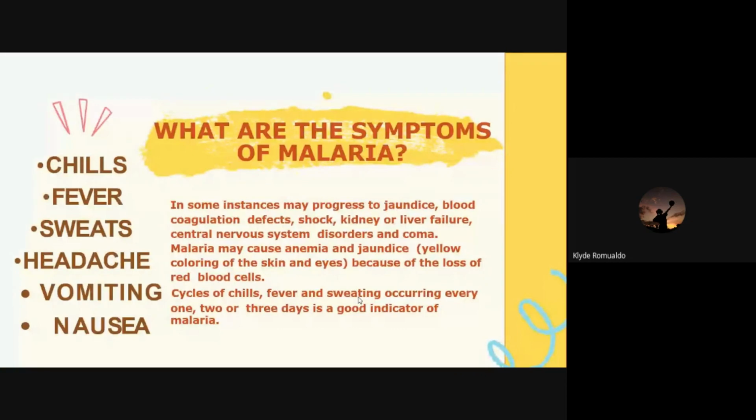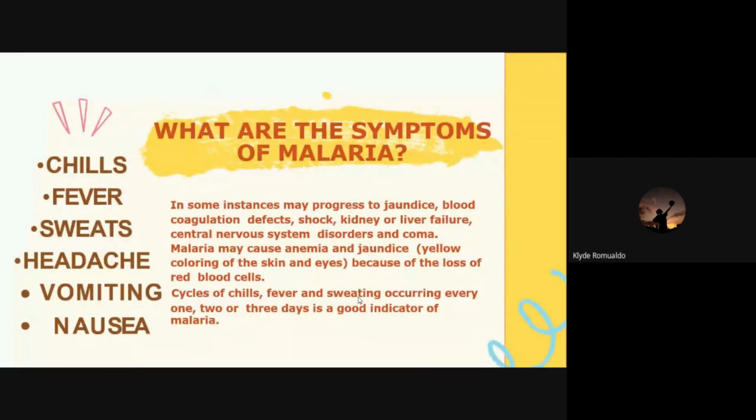So, ano nga ba yung mga symptoms ng malaria? Ito yung mga symptoms. Chills, fever, sweats, headache, vomiting, nausea. And as you can see, similar sila sa dengue.